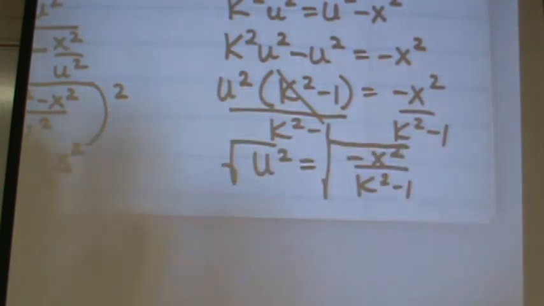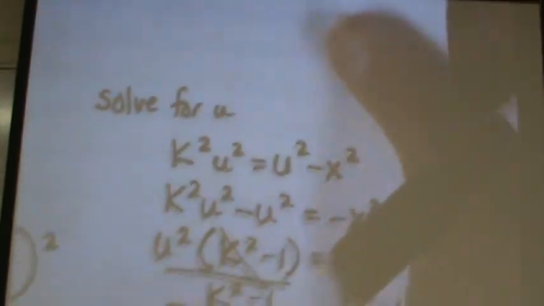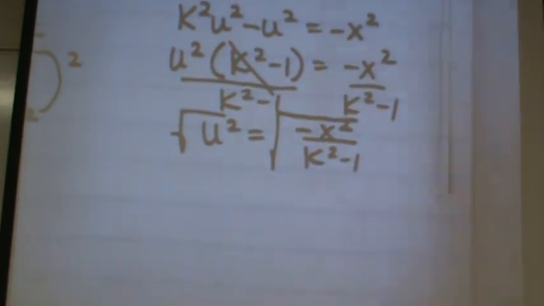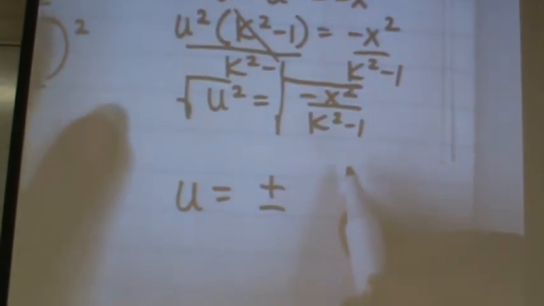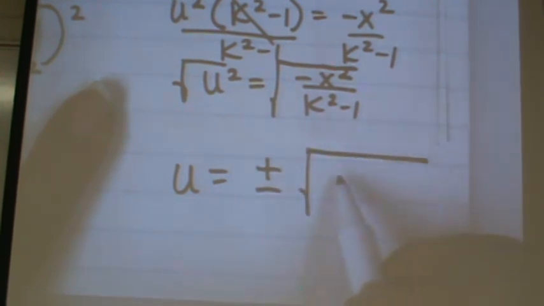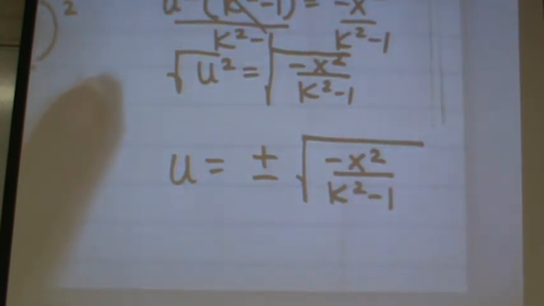And now I'm going to take the square root of both sides, and your final answer would be u is equal to plus or minus the square root of negative x squared over k squared minus 1. And we are done.